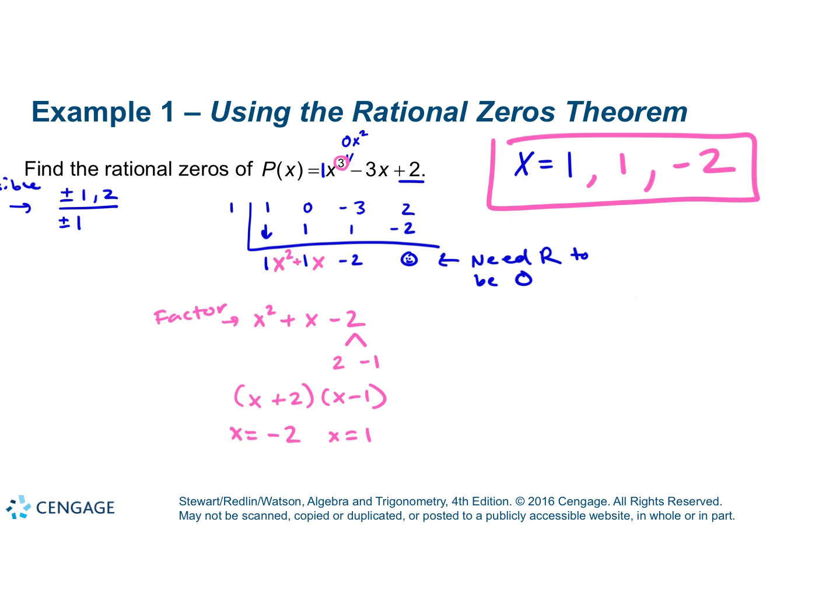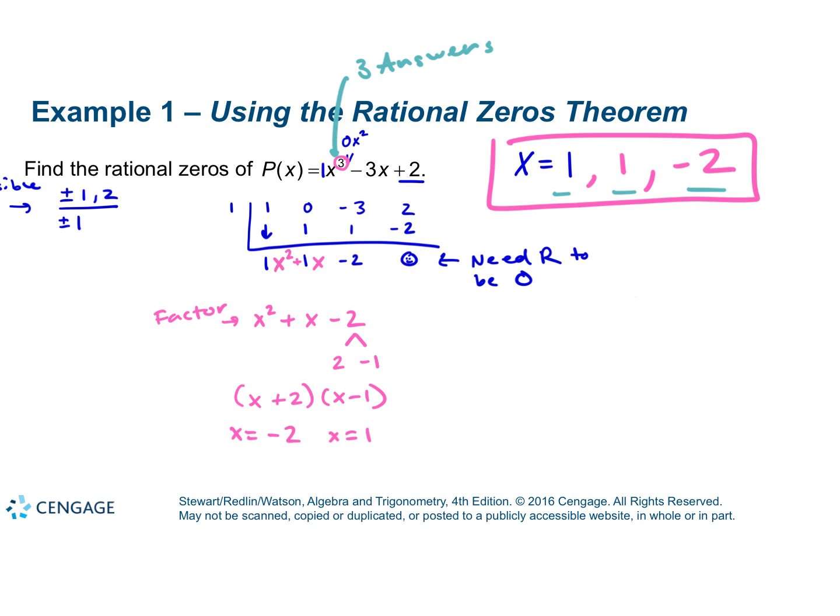Whatever your highest degree is, here we started with x to the third power, that tells us how many answers we're going to have. We are going to have 3 answers. So these are 3 solutions. No, you don't need to list your multiplicity here. You just got to write out the answers.